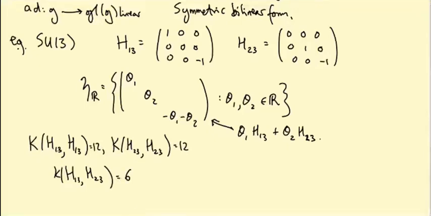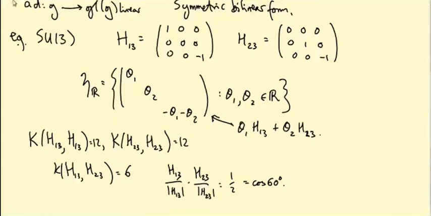So if we think of this as a dot product, that's saying H13 has length root 12, H23 has length root 12, and the dot product between H13 and H23 is 6. So if you rescale them to make them unit vectors, that would divide by root 12 times root 12. So sort of H13 over its length dotted with H23 over its length would be a half, which is cos of 60 degrees. So these two guys would be at 60 degrees to one another. So this is moving towards telling us where the 120 degrees is coming from.